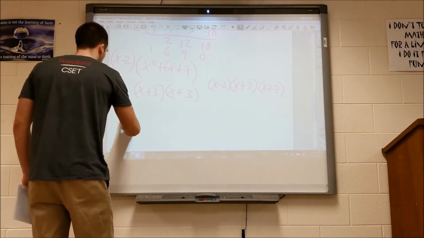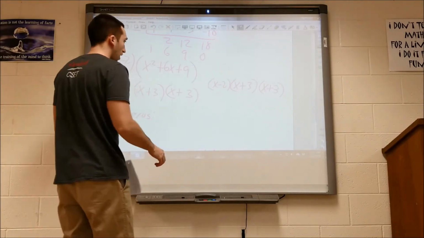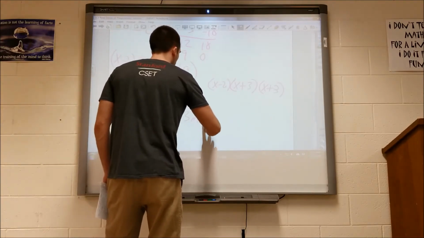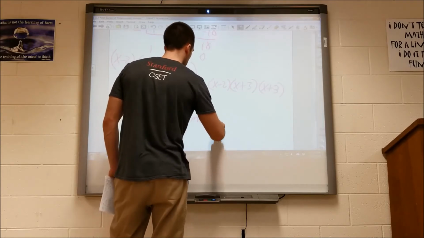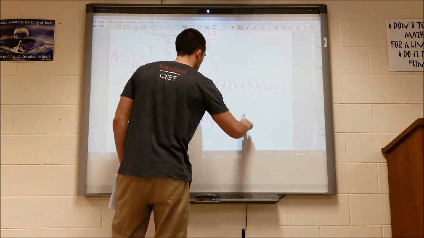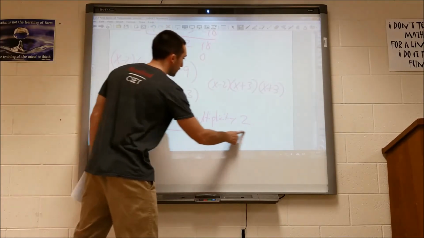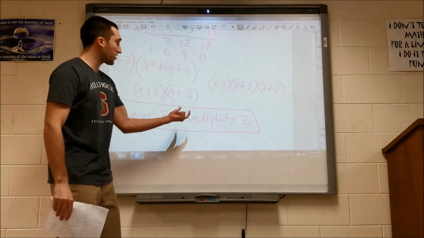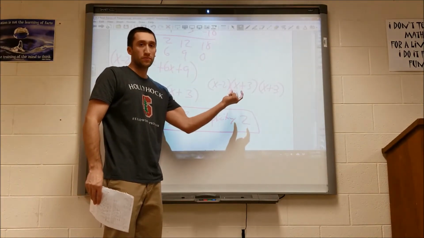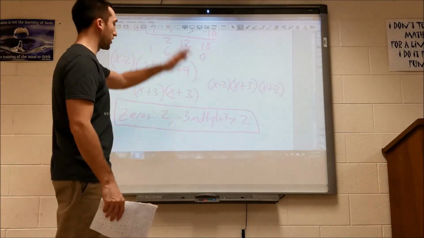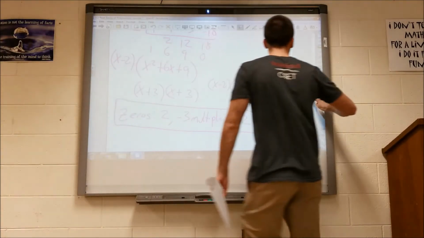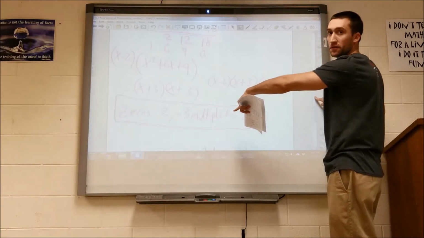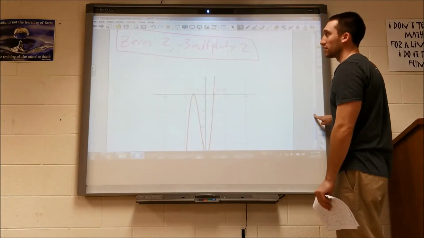So that means our zeros are 2 and negative 3 with what we call a multiplicity. So our zeros are 2 and negative 3 with multiplicity 2. What that means is this negative 3 is a double root. Okay? So as far as we're concerned, we've worked from our original function and we found the zeros of our original function.